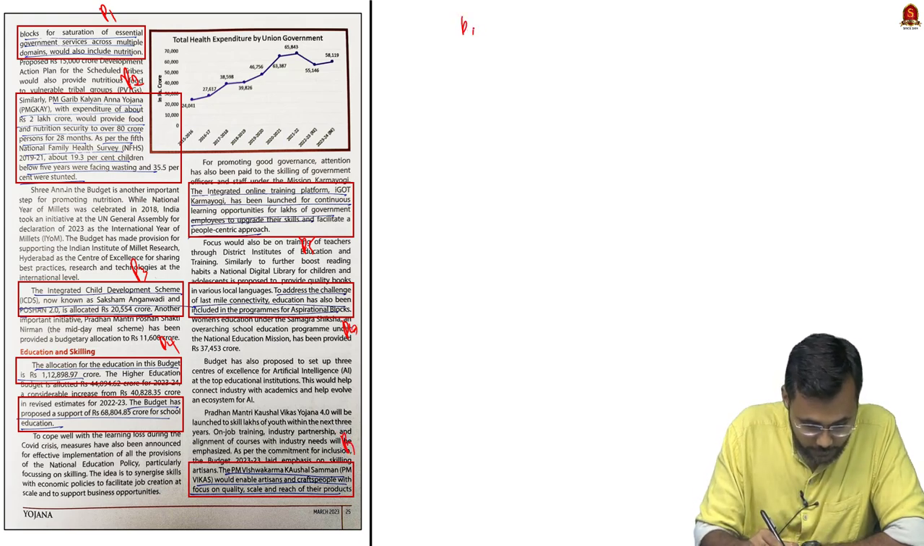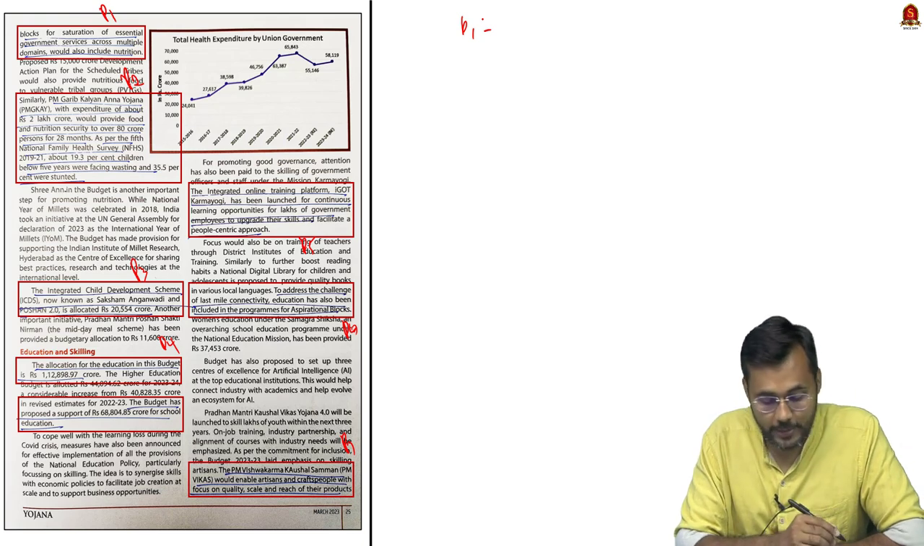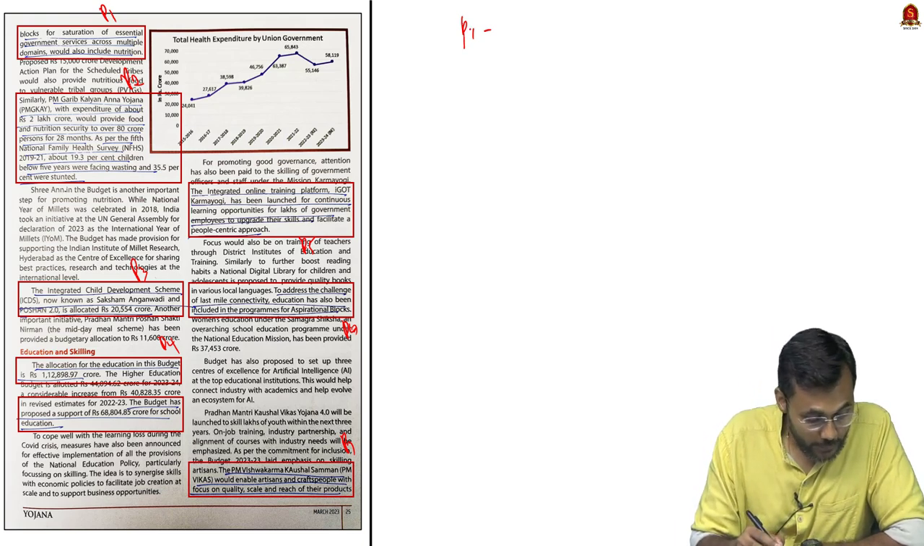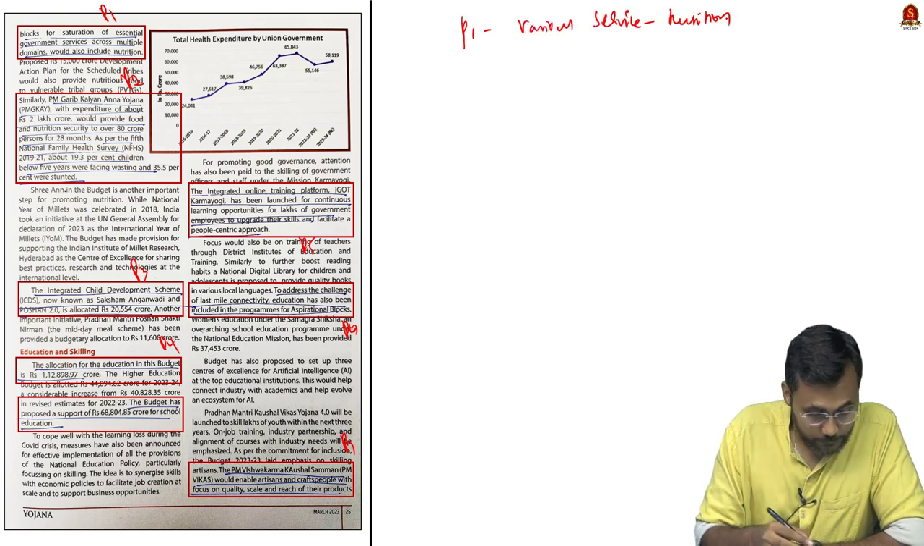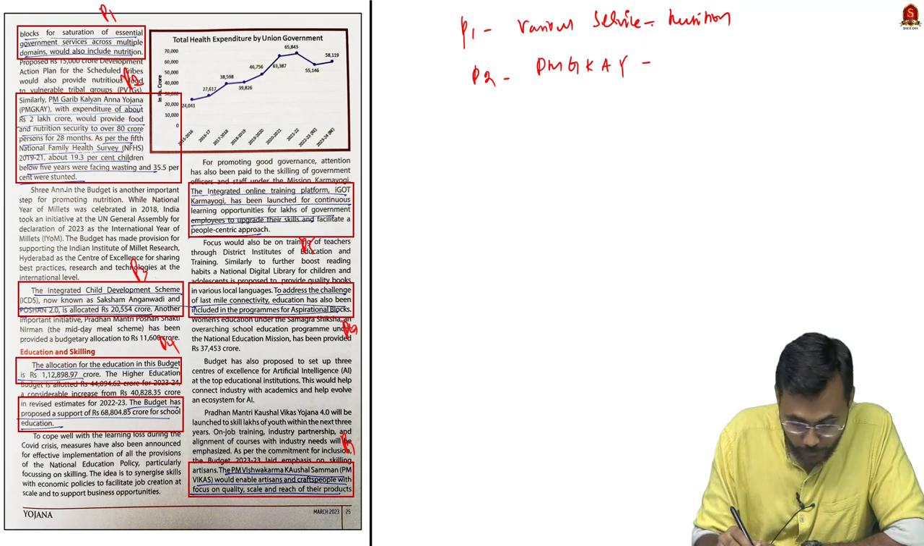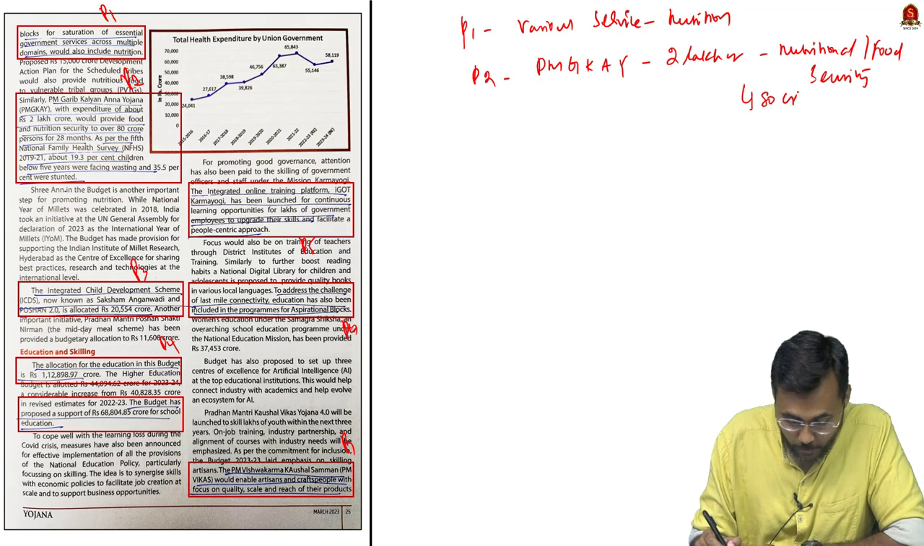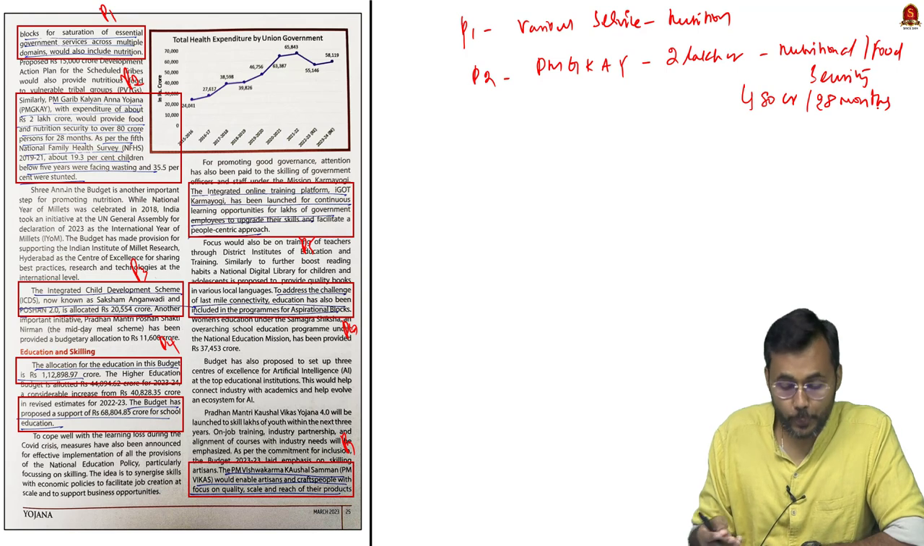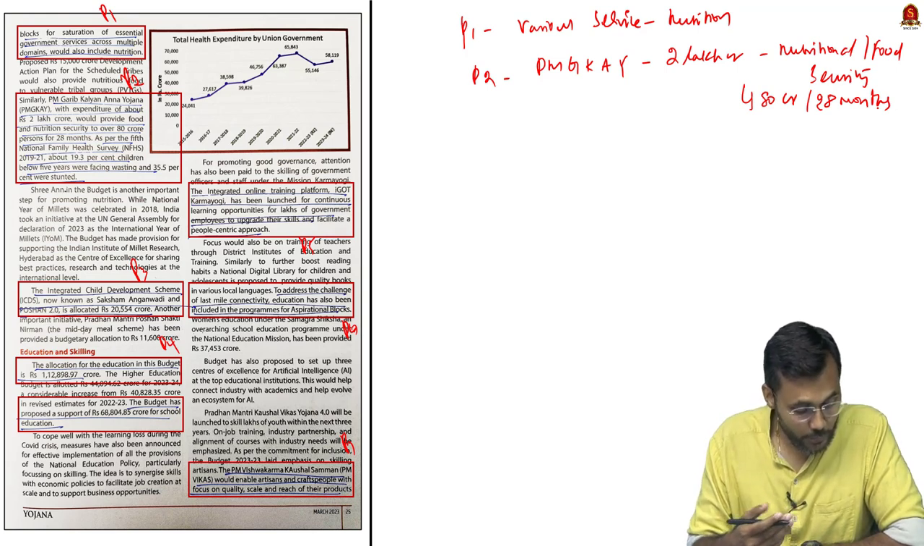So in paragraph 1, it's primarily focused on the previous aspect of nutrition, providing various services to improve nutrition. Whereas in paragraph 2, it speaks about the Pradhan Mantri Garib Kalyan Anna Yojana, where 2 lakh crore is being spent for providing nutritional security along with food security. And who are the beneficiaries? Around 80 crore persons in India for 28 months. Especially during lockdown and corona, we can see the schemes benefited Indians a lot.